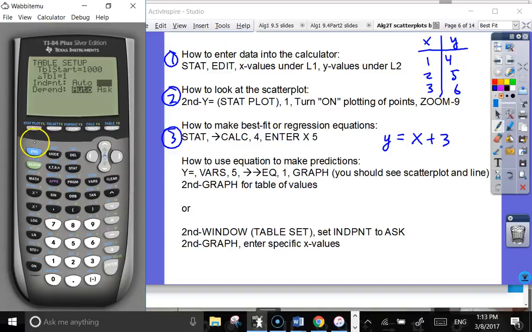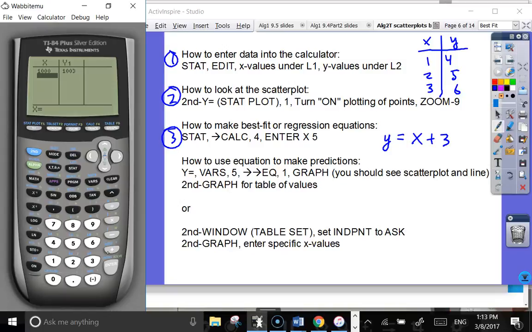Okay. And then when you go to the table of values, it's blank. So if you want to find the y value for any particular x value, just enter the x value, 1,000, and it's done, 1,003. It'll just spit out whatever.